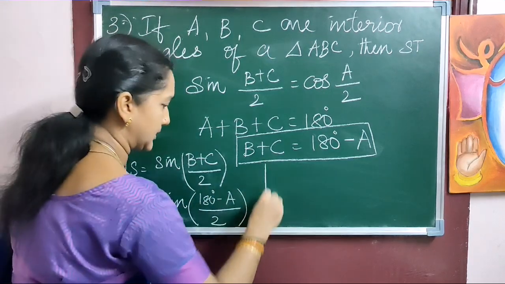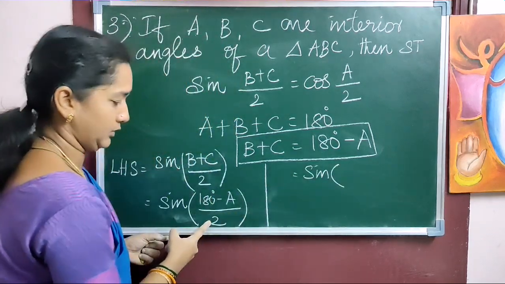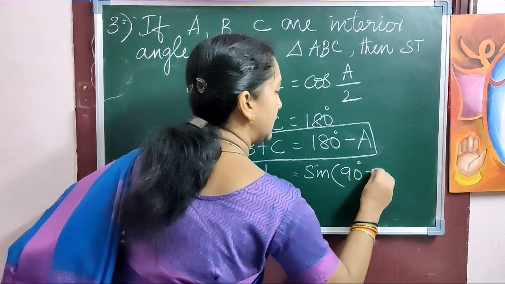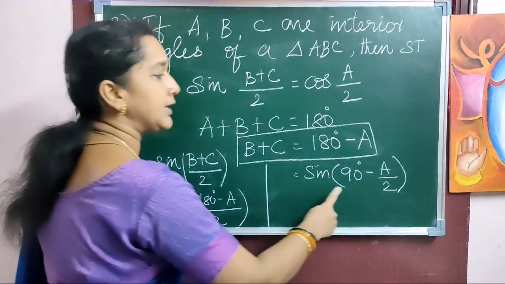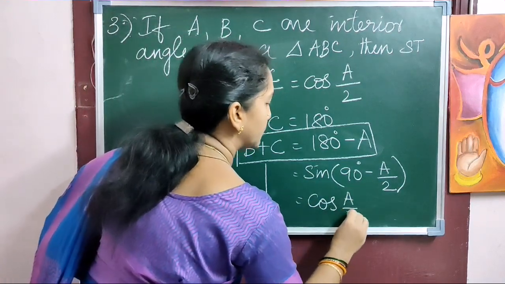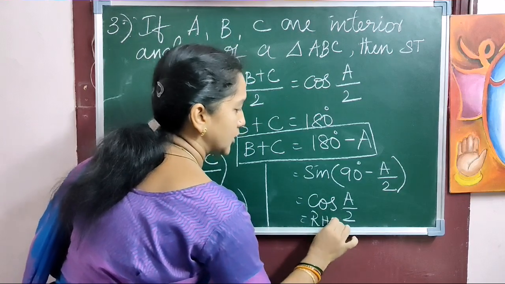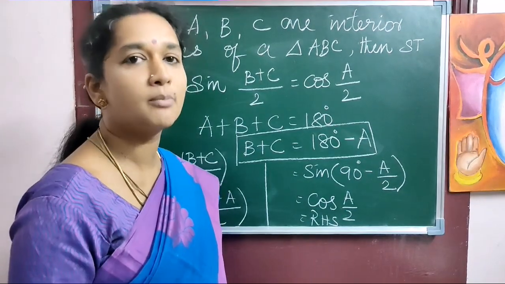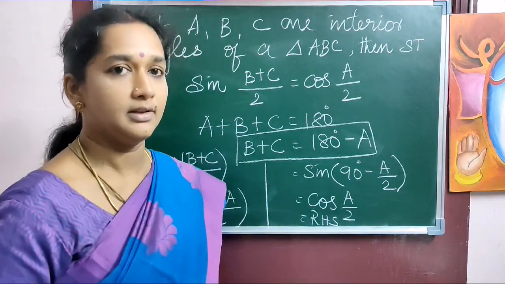Then simplify this. The 2 is common to both, so 180 by 2 is 90 degree, and you get sin of 90 minus A by 2, writing the rest as it is. So sin 90 minus A by 2 is cos A by 2. This is what you were asked to prove, so this is your RHS. Based on these complementary angles, whatever sums are given, you can do them like this.